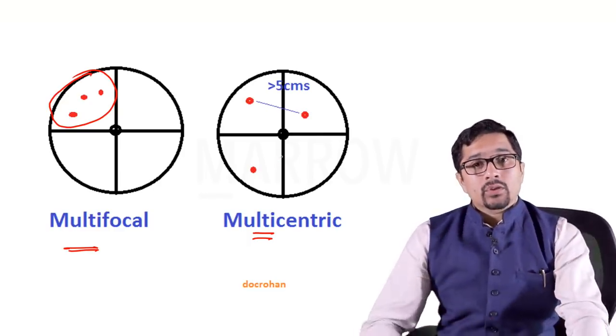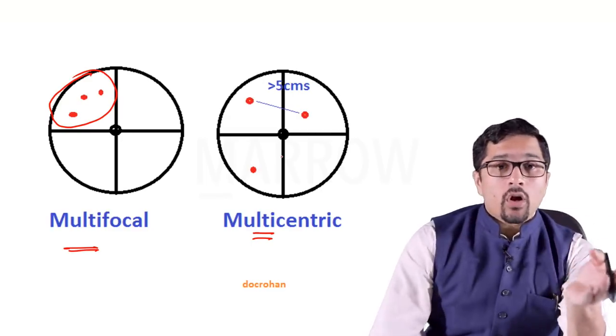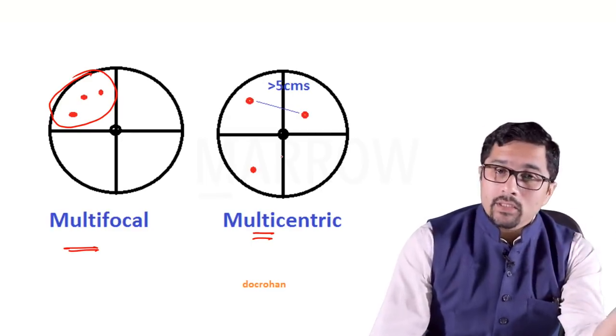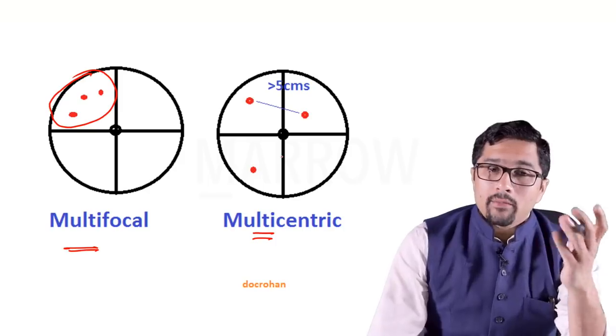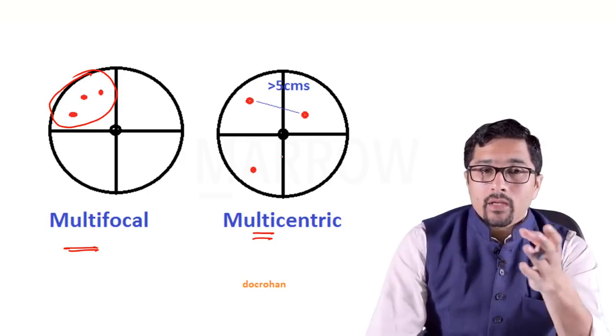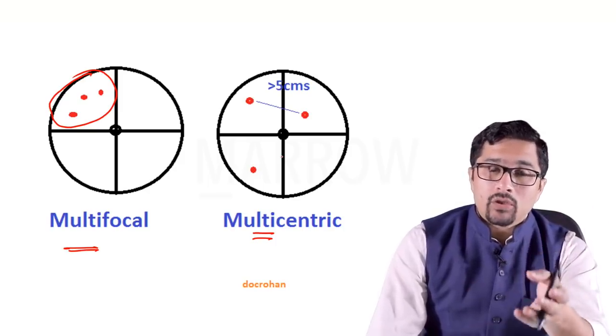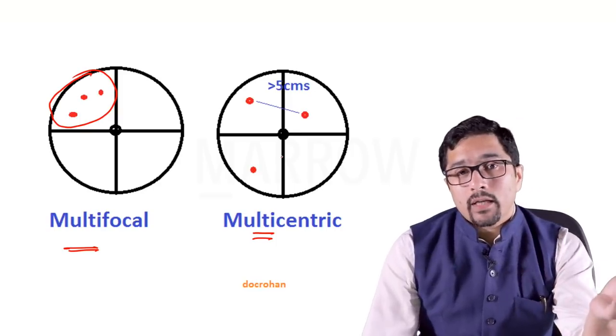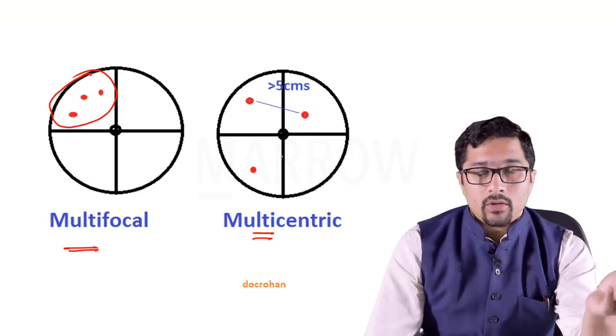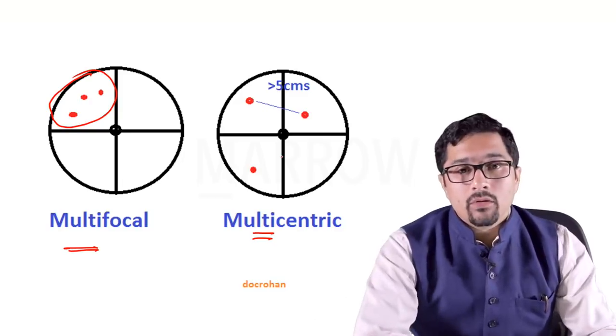And where is this useful? We are going to talk about breast conservation surgery later on. And in breast conservation surgery, if you have a multicentric lesion, it's an absolute contraindication for breast conservation surgery. So that is where MRI plays a role.